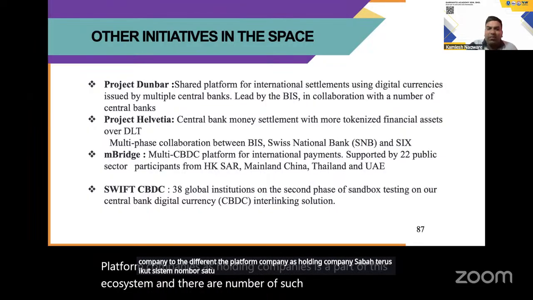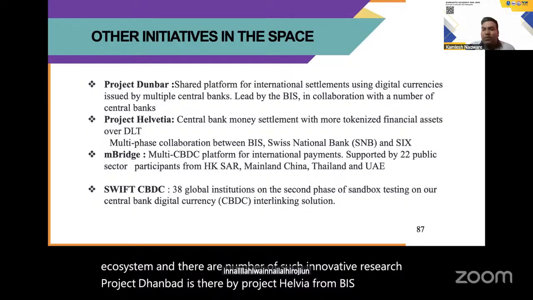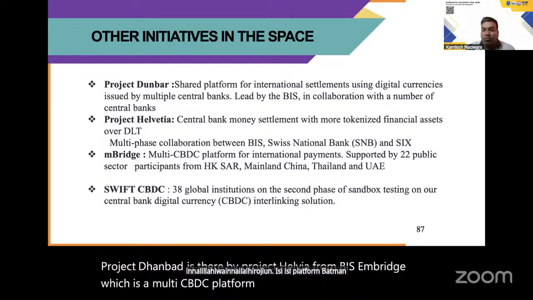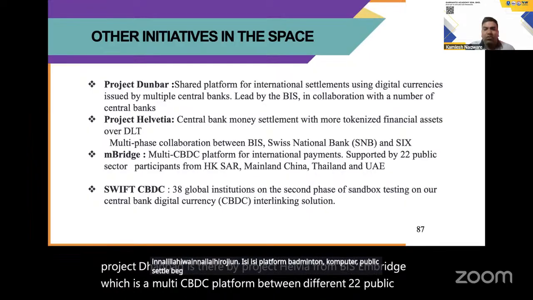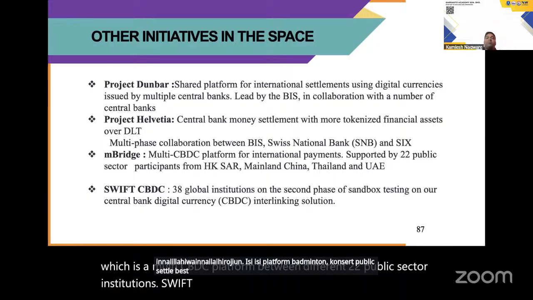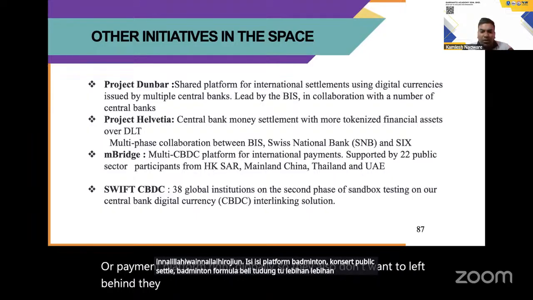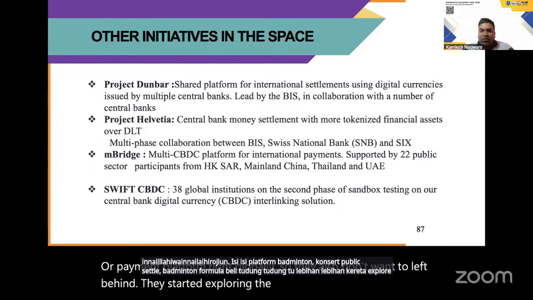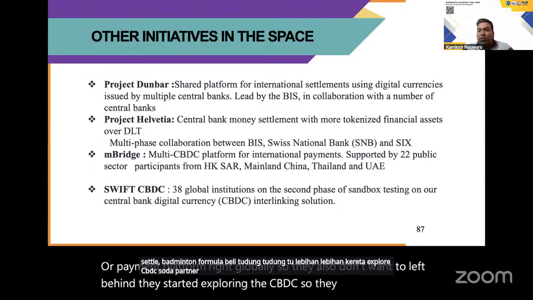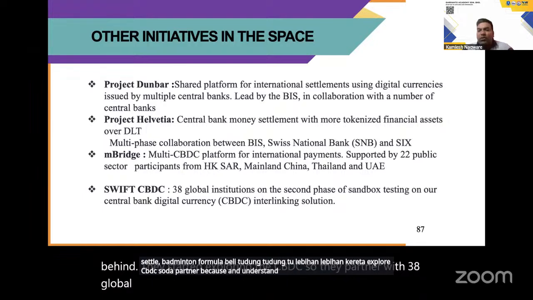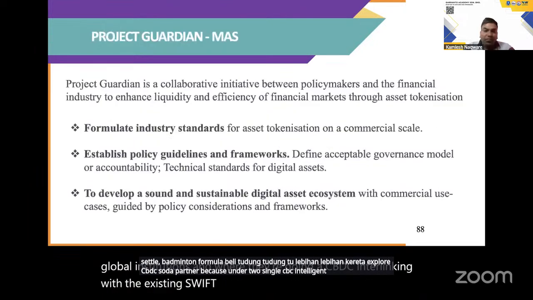There is Project Dunbar and Project Helvetia from BIS, and mBridge, which is a multi-CBDC platform between 22 public sector institutions. Then Swift, because Swift is the largest cross-border payment platform globally, right? They don't want to be left behind, so they started exploring CBDC. They partnered with 38 global institutions and are doing CBDC interlinking with the existing Swift network.